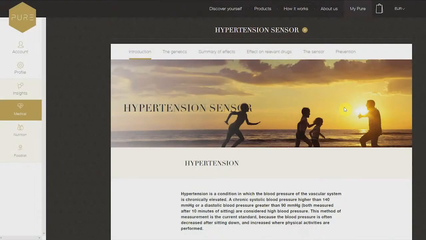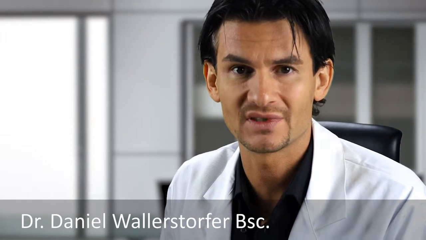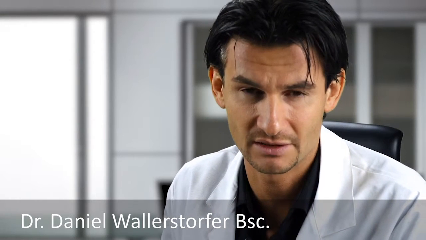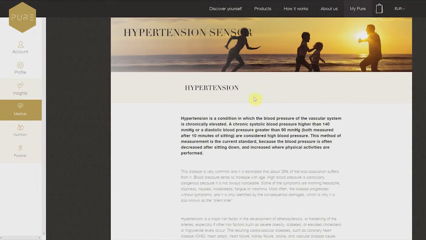If you click on Hypertension Sensor, you come to this section. This is all about high blood pressure. Now, high blood pressure is called the silent killer because it does increase your risk of cardiovascular problems and should be recognized and treated, for one thing, through specialized prevention, as well as, if it cannot be regulated by prevention, also medically.